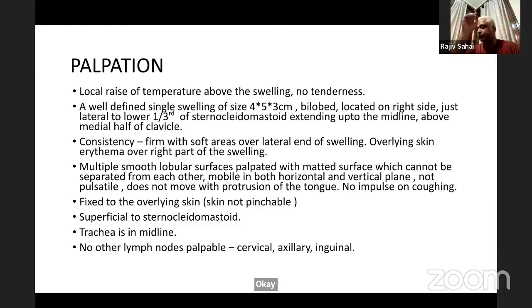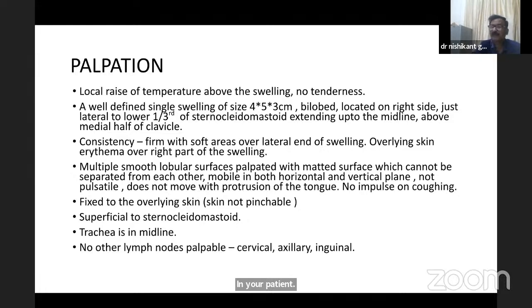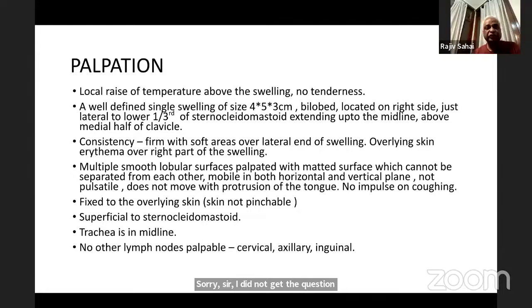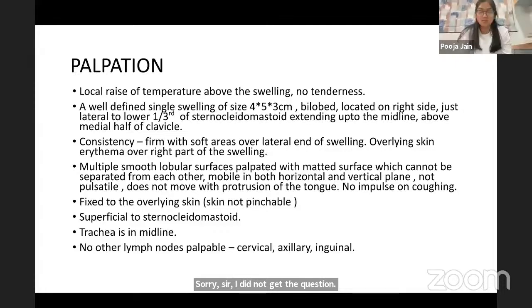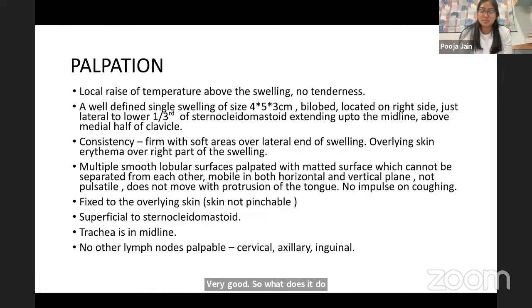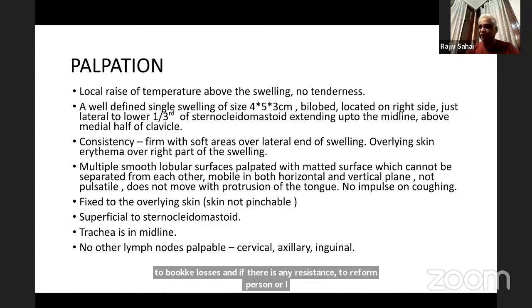Sir, if we are suspecting. What is CBNAAT? In your patient, Pooja. I asked you what is CBNAAT. You're saying send for CBNAAT. What's the full form of CBNAAT? Sir, it is a cartridge-based nucleic acid amplification test. Very good. So what does it do? Sir, it detects the presence of Mycobacterium tuberculosis and any resistance to rifampicin or isoniazid. Excellent, very good. I'm impressed.